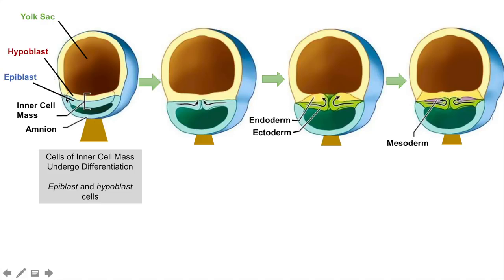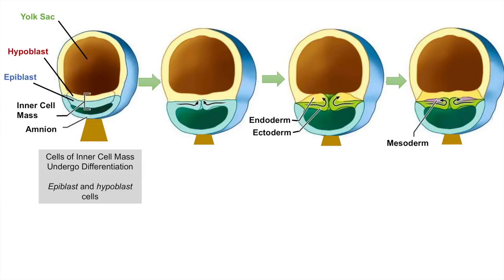The epiblast cells, you can think of them on the outside, and the hypoblast cells are more inside. So the hypoblast cells surround a larger cavity known as the yolk sac. This will eventually become the yolk sac of the organism. The epiblast cells will form a cavity known as the amniotic cavity.